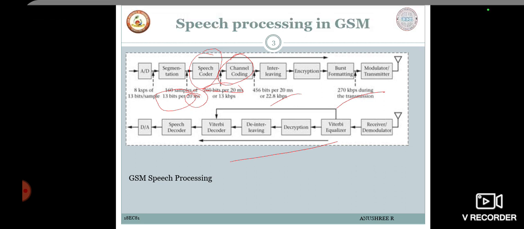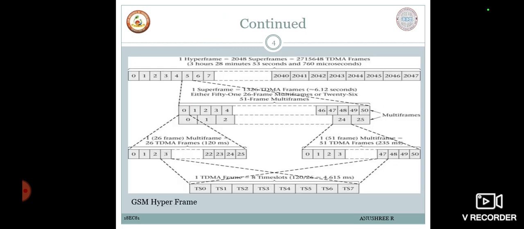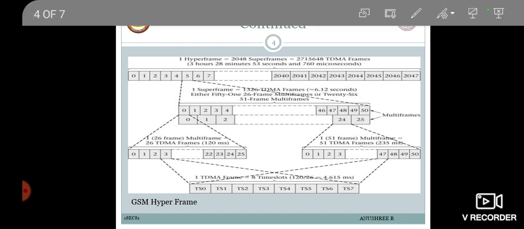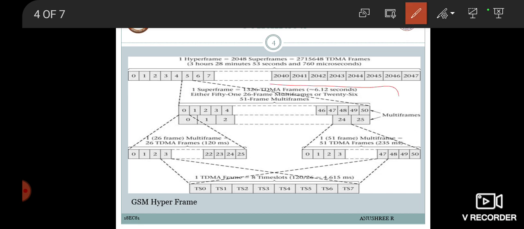After studying this, let us move on to the TDMA hyperframe structures. In a GSM system, both traffic and signaling and control information are transmitted. In the TDMA frame which we are seeing here, in the GSM system, 8 time slots constitute a TDMA frame. That is, slots 0 to 7 constitute a frame.